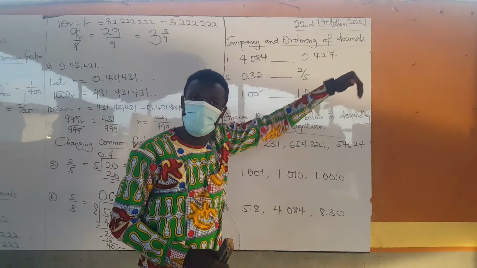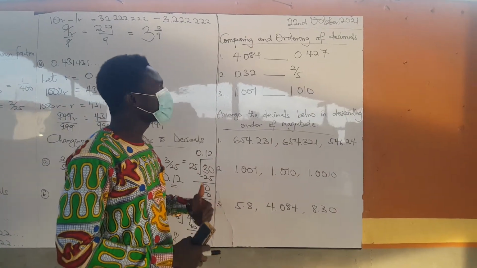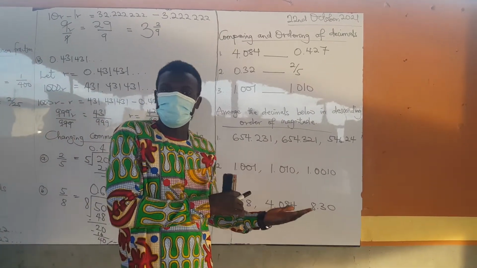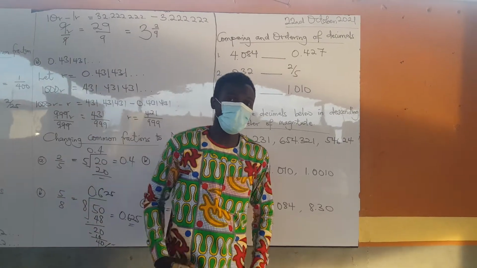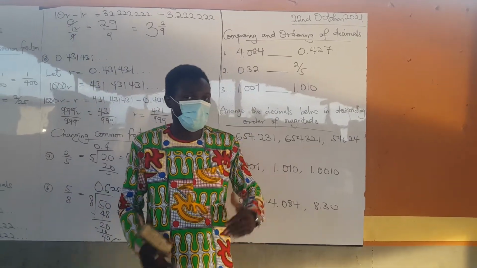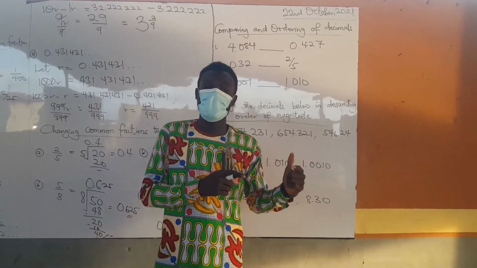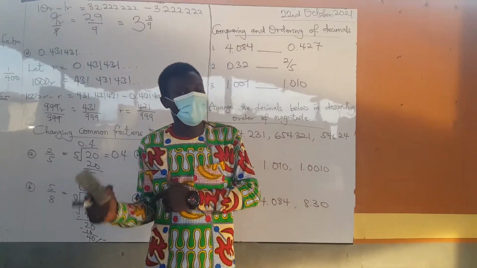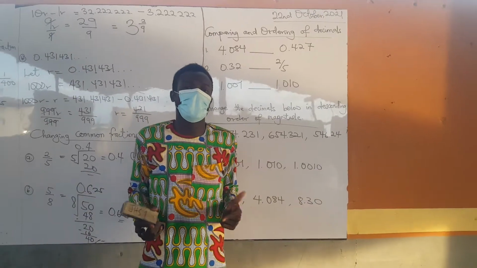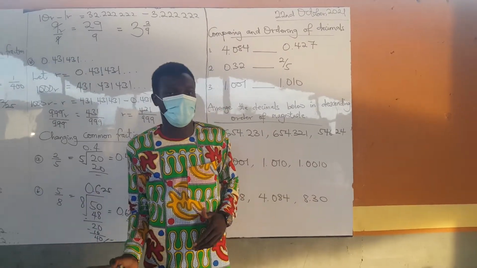Comparing and ordering of decimals. To compare, we use the less than, just as we talked about it the last time in integers. So we know what comparing means. You are using less than, greater than, or equal to. Then the ordering is about ascending or descending.